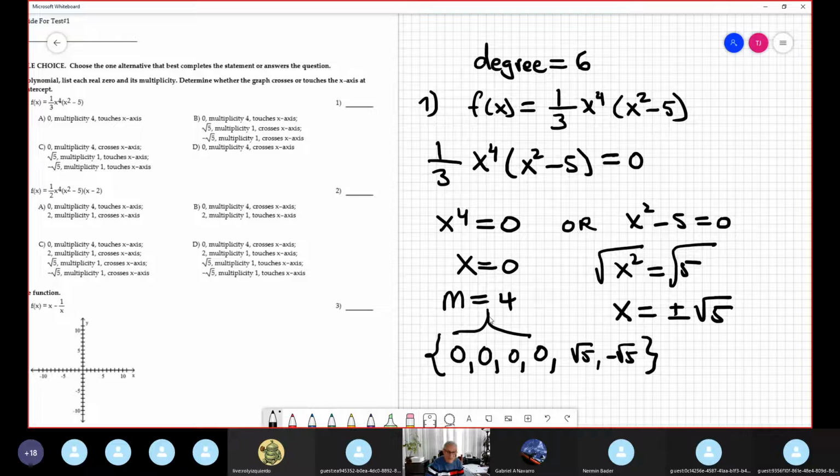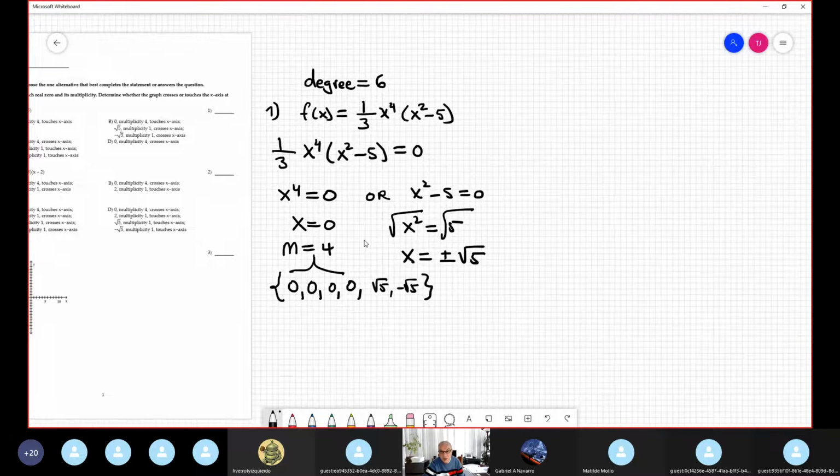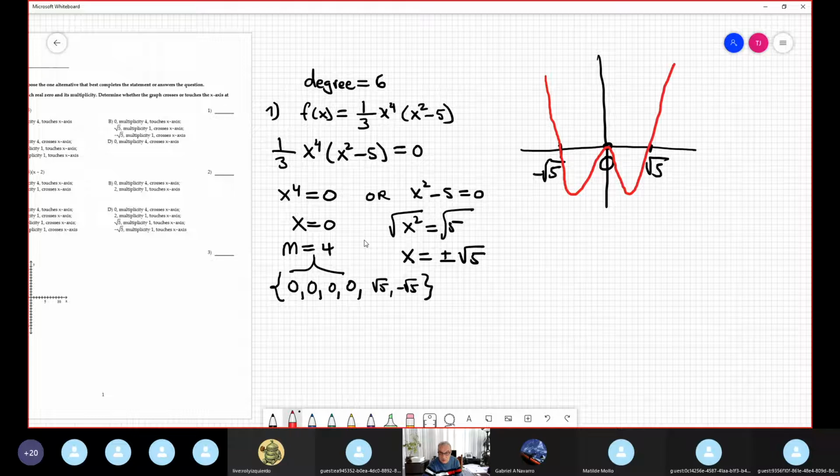You need to know that when the multiplicity is even, like 4, the graph touches the x-axis. So this is 0. Suppose that this is radical 5 positive and this is radical 5 negative. Our graph looks like that: cross, touch, cross. So we have these x-intercepts crossing.